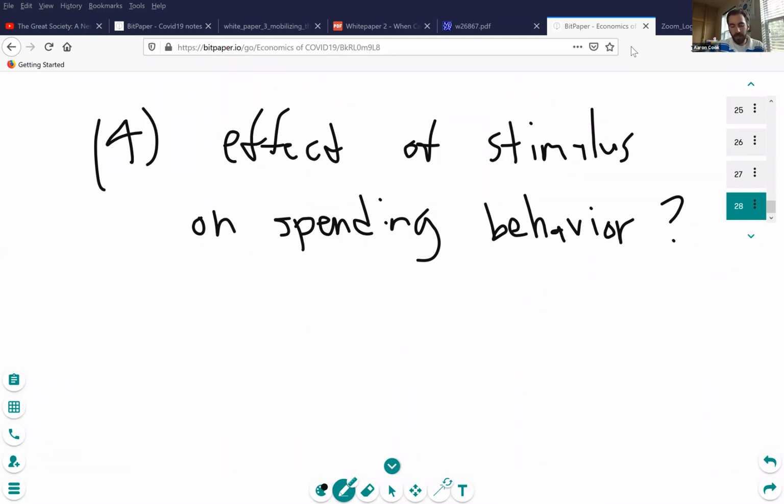And you'd see perhaps a situation where the effects are larger than just the initial size of the stimulus package to begin with. That's the idea of a multiplier, that it would produce effects that exceed just the dollar value of the stimulus itself because of the effects on behavior.